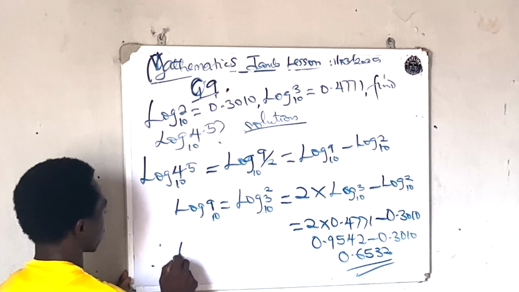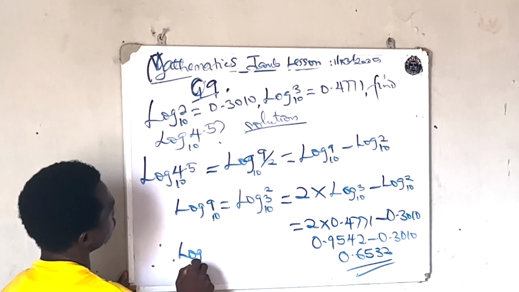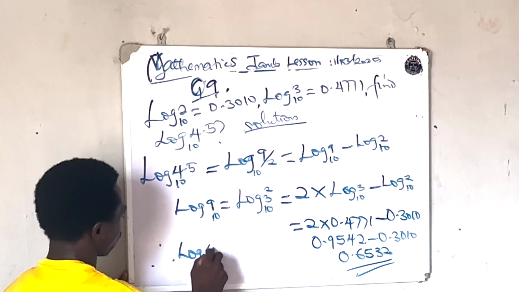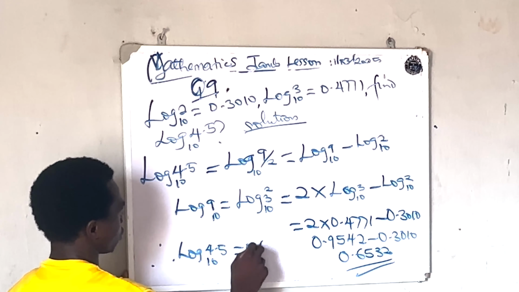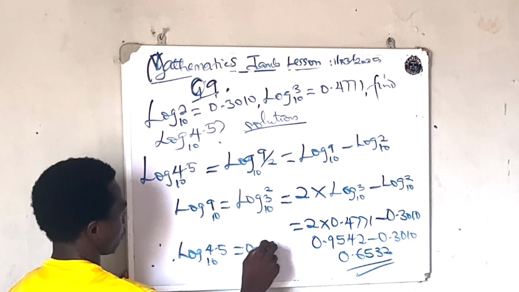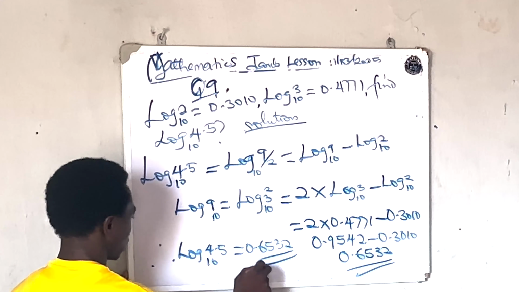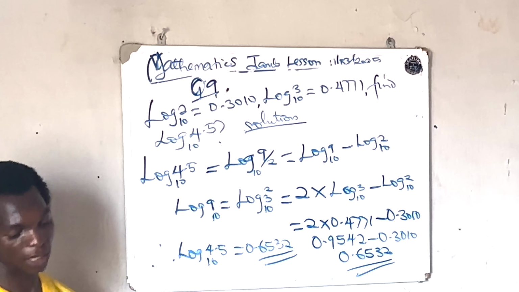Therefore, log of 4.5 in base 10 is equal to 0.6532. That is our final answer.